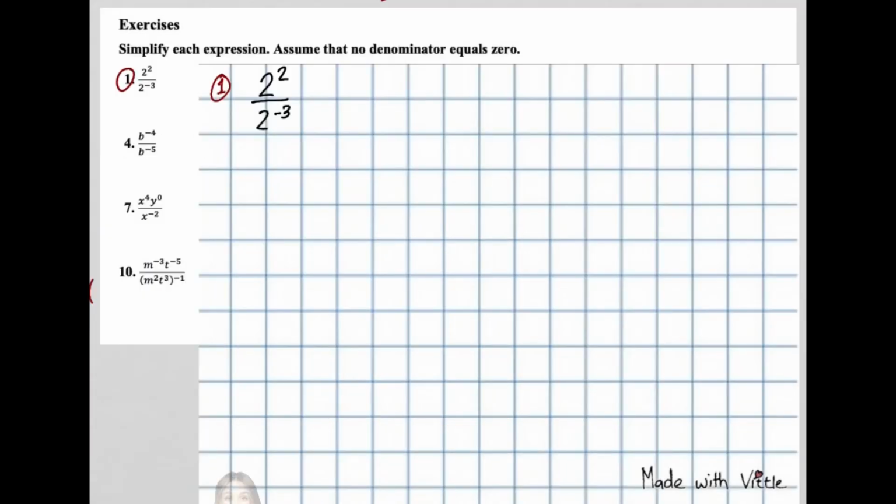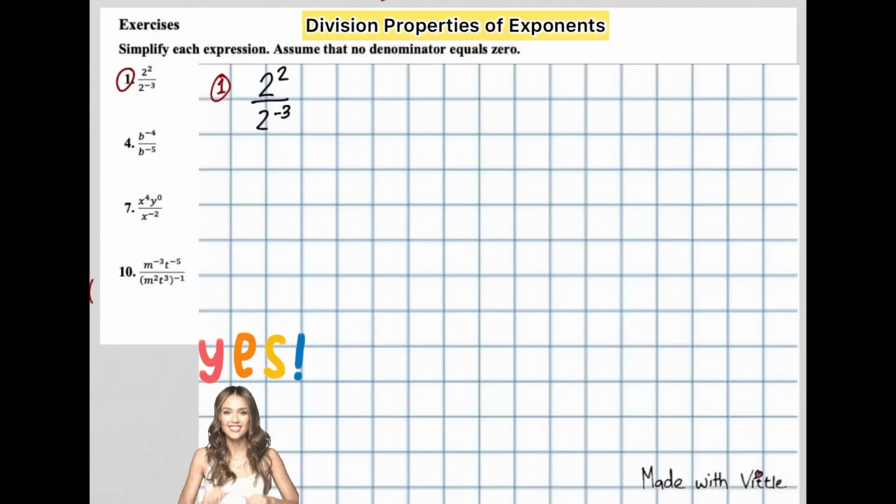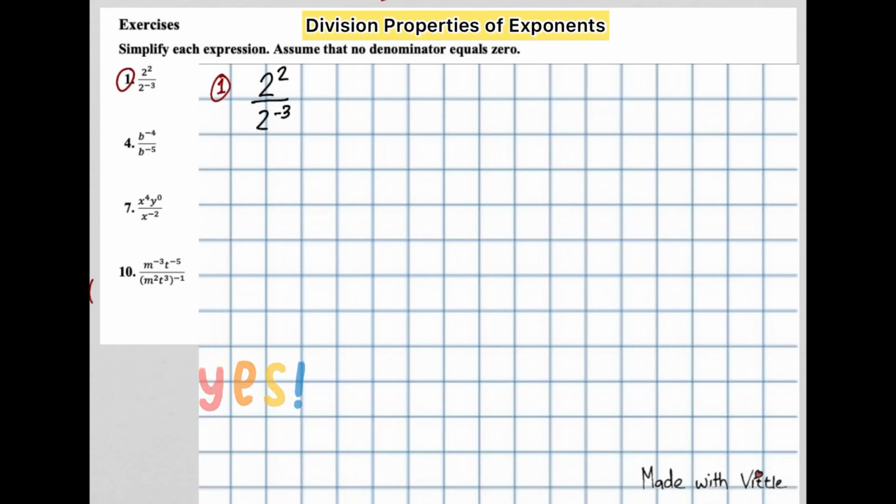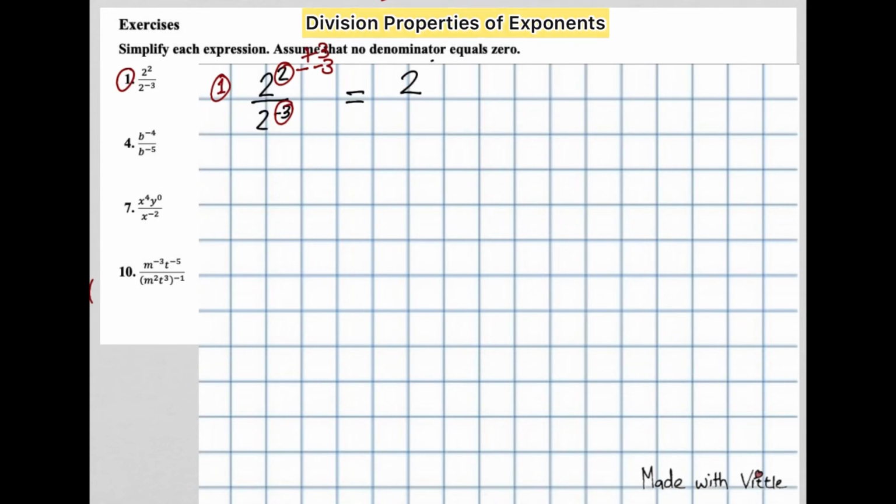Let's have more examples and apply the rules in division properties of exponents. 2 to the second power divided by 2 to the negative third power. Let's subtract their exponents or powers. So 2 minus a negative 3 is the same thing as plus 3. So our numerator 2 will have a fifth power.